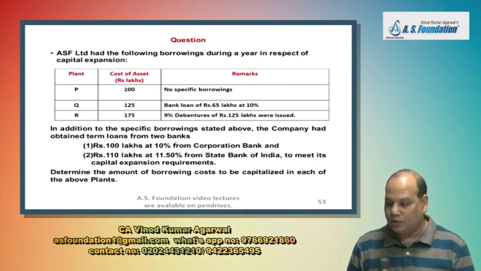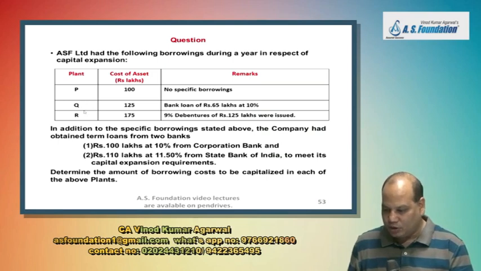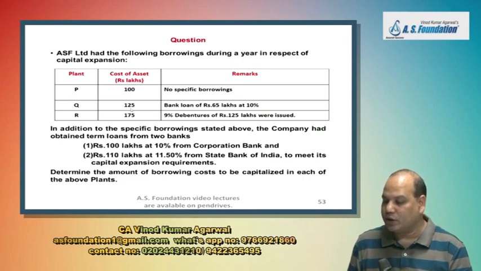ASF Limited had the following borrowing during a year in respect of capital expansion. There are three plants: P, Q, R. These are the expenditures incurred: 100, 125, 175. Write the rupees in lakh. Remark: no specific borrowing, so general borrowing was used to finance this asset. Then for Q, a bank loan of rupees 65 lakh at 10%. Means up to 65 lakh is specific borrowing.